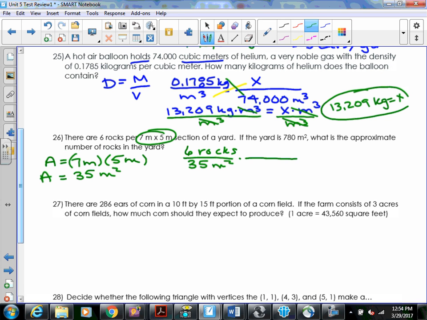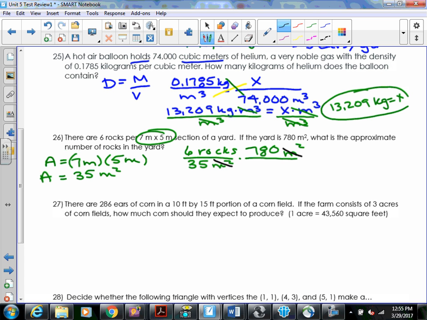I want to know how many rocks are going to be left. So I'm going to put the meter squared up here, and 780. So what's going to happen with these units? Cancel the meters.